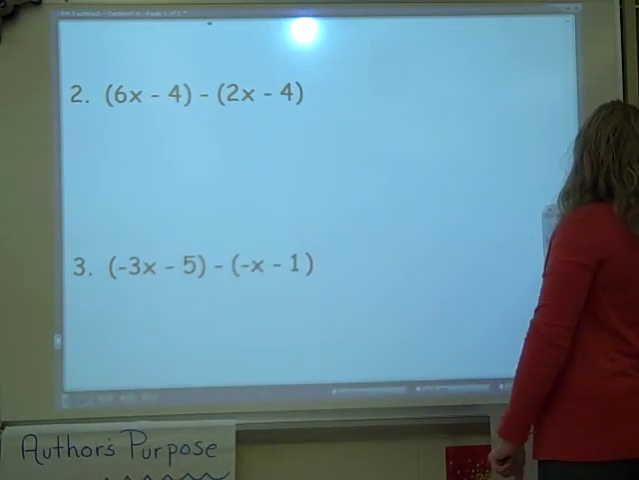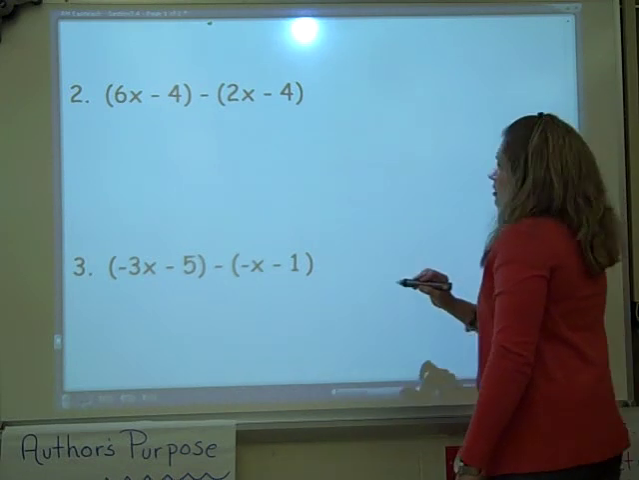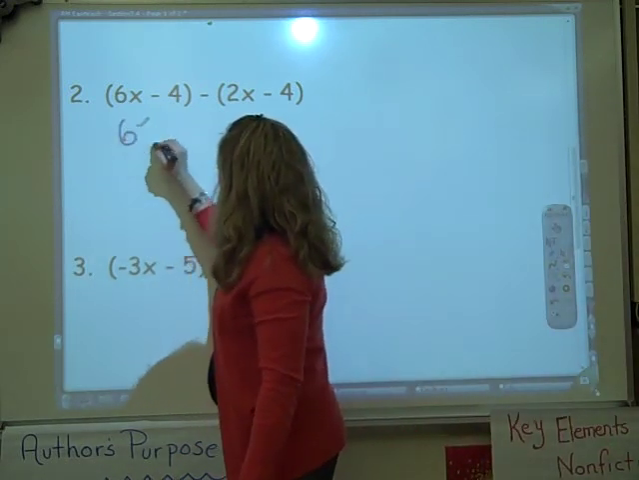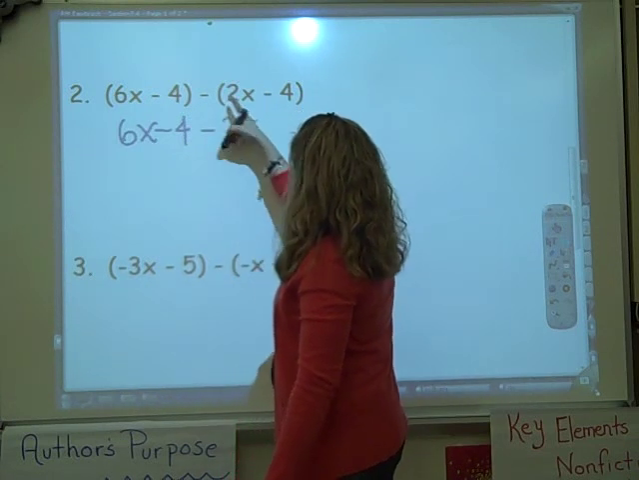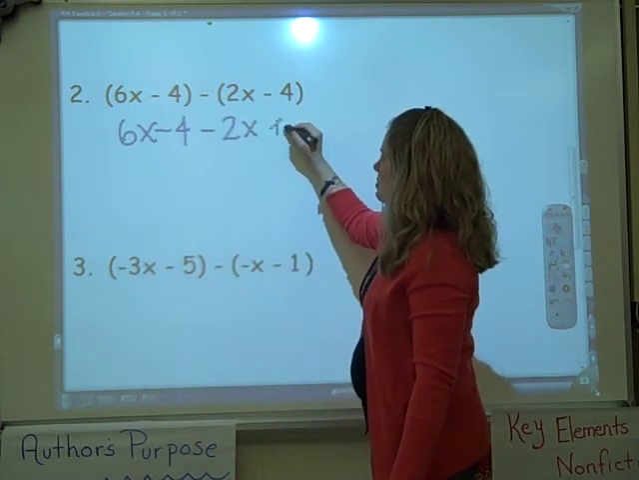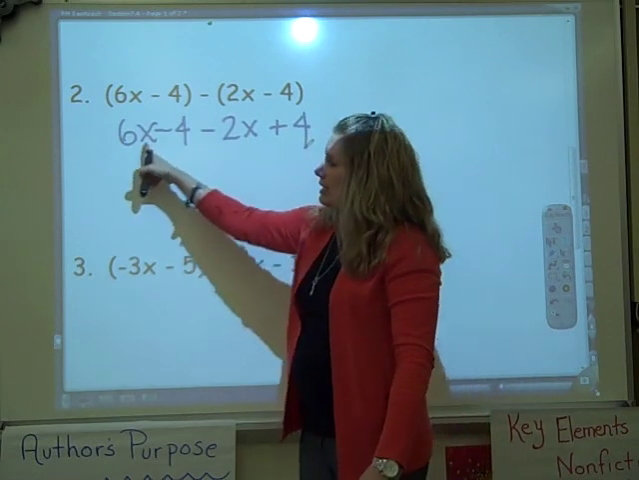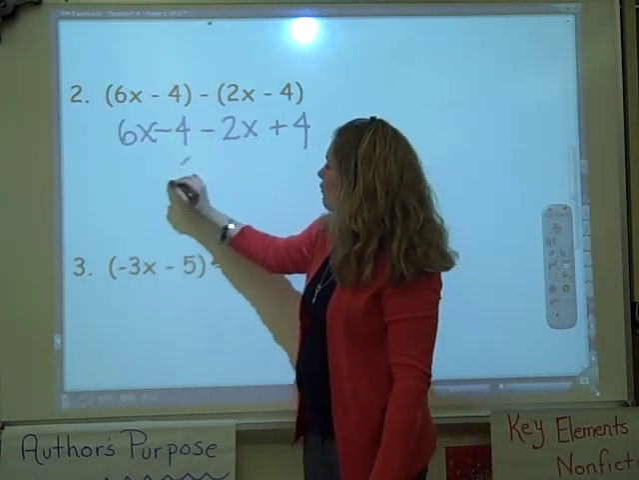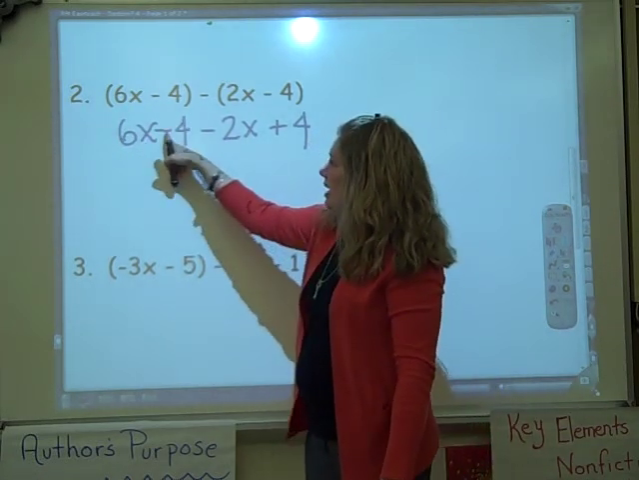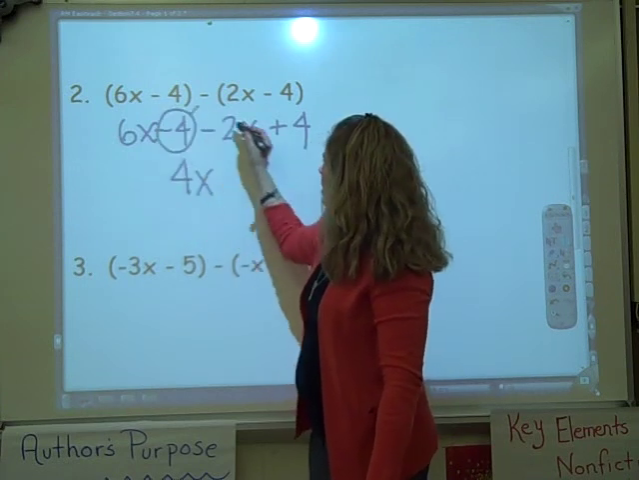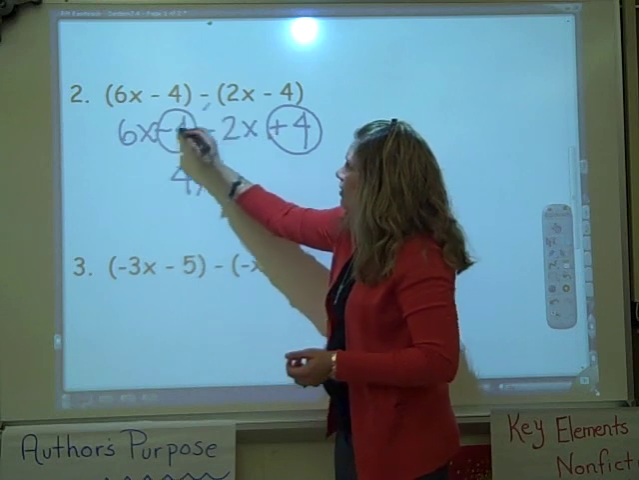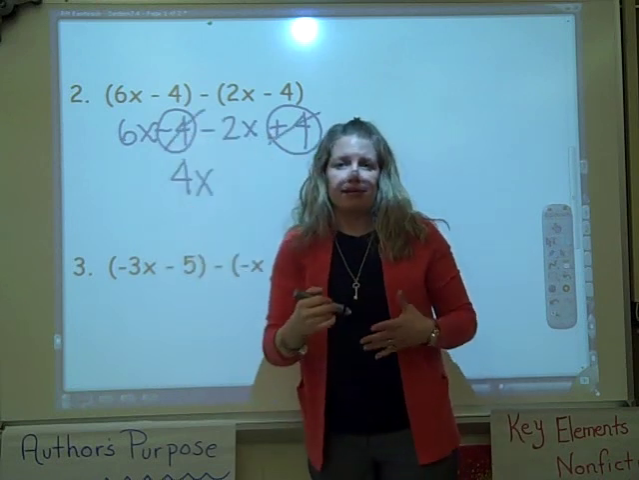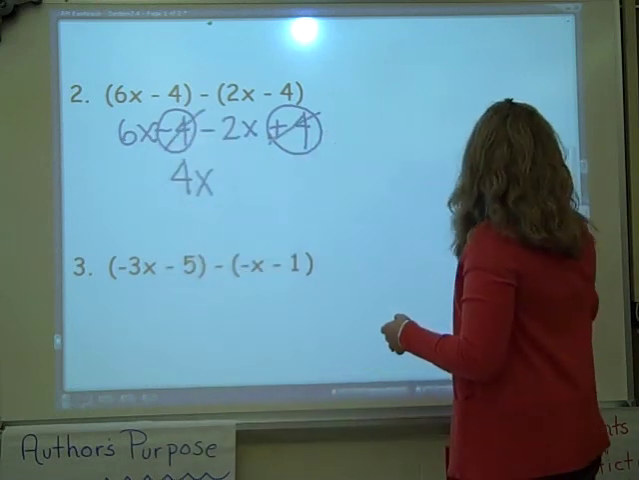I'll do them with you real quick. 6x minus 4 minus 2x minus a negative 4 becomes plus 4. 6x's take away 2x's are 4x's. Negative 4 and a positive 4 end up canceling out, so you're left with 4x. That's it. That's your answer.